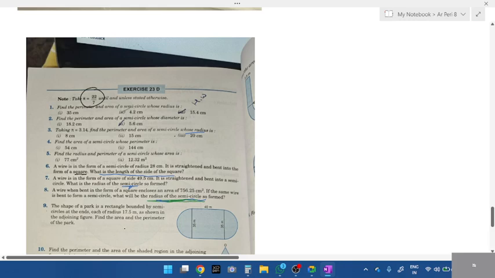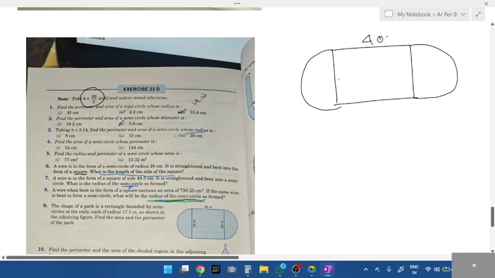Fine. Ninth question. What is given in the ninth one, students? Yes, respond all of you. What kind of figure is this? Ninth one. 40, 35, 35 is given. What diagram is given? Let me read the question. The shape of a park is a rectangle, bounded by two semicircles, each of radius 17.5, right? See, it is a very simple question.